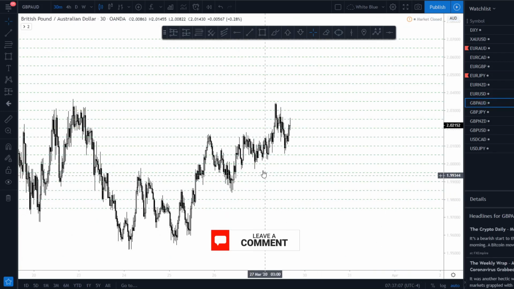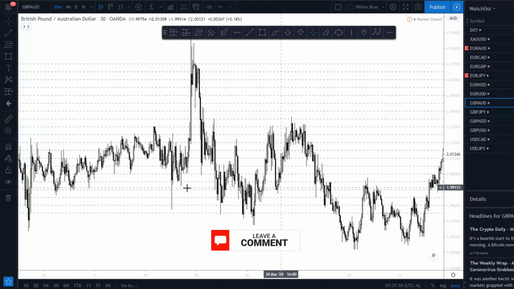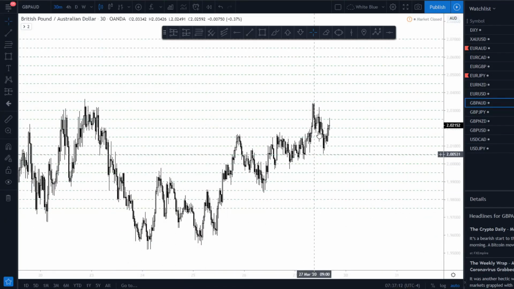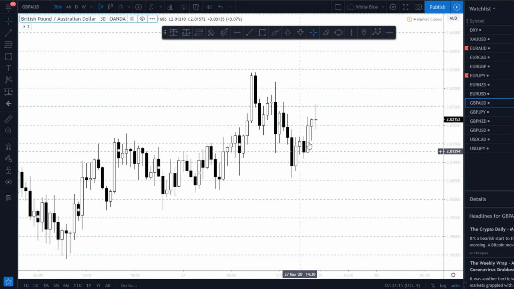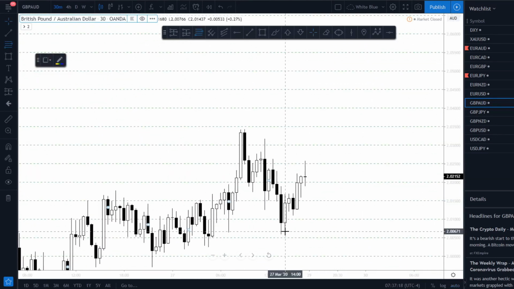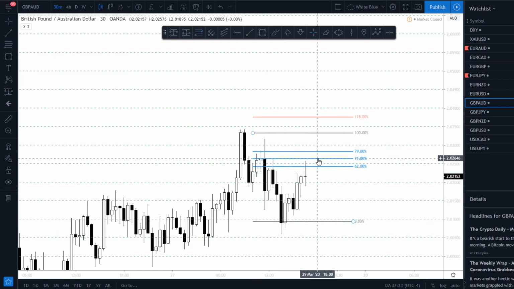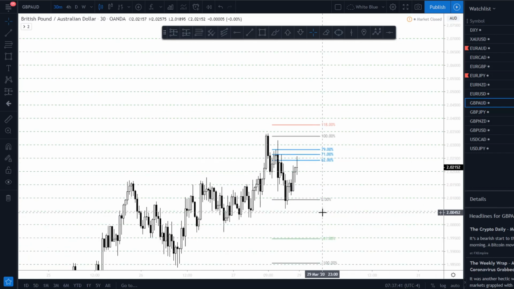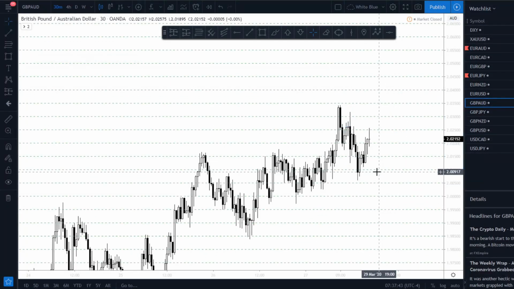GBP AUD seems like it's very choppy. There could be a short-term trade if you're looking for a sell. Sell in there, almost tagged you into that, but sell in there, come down and just take your profits at these lows here. This one would be a trade that you would need to pay close attention to, just because it's a short-term trade. So make sure that you're at your computer when you actually trade in this one.